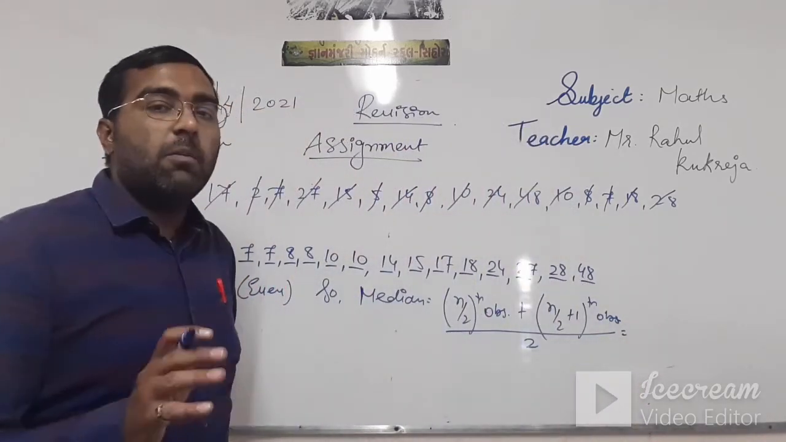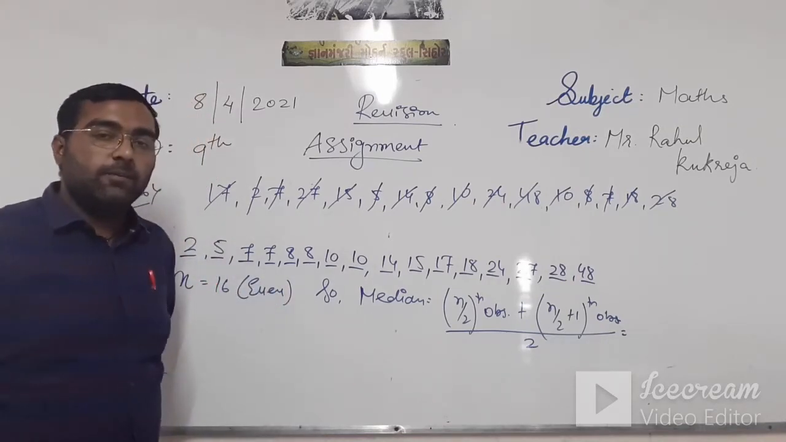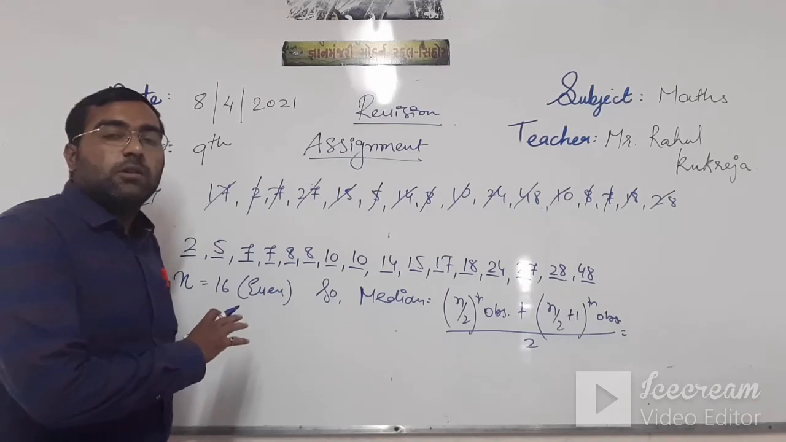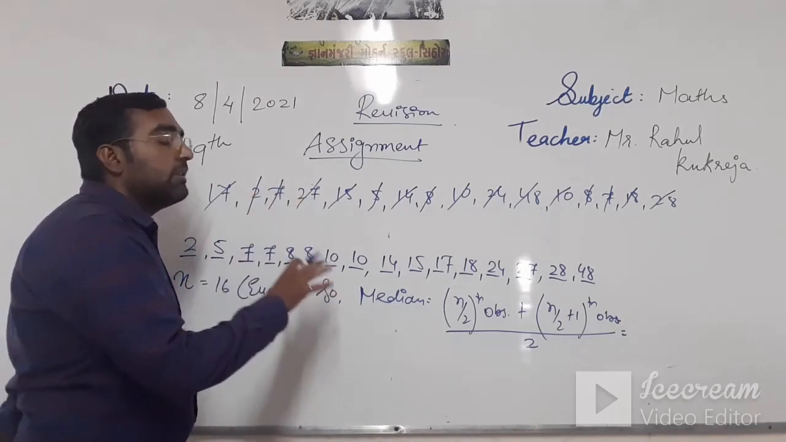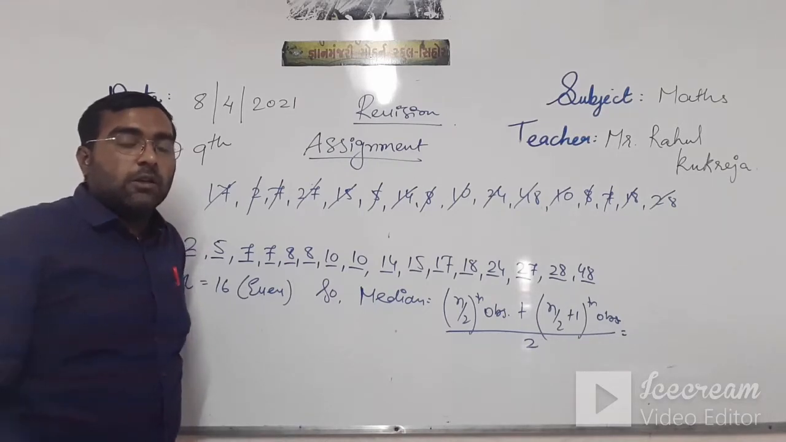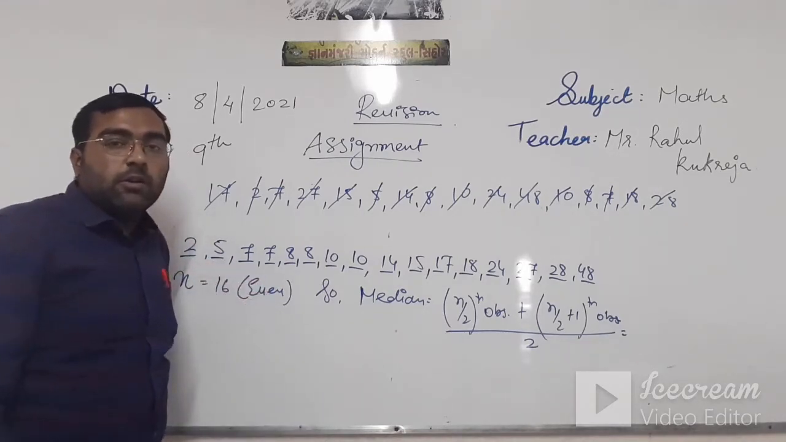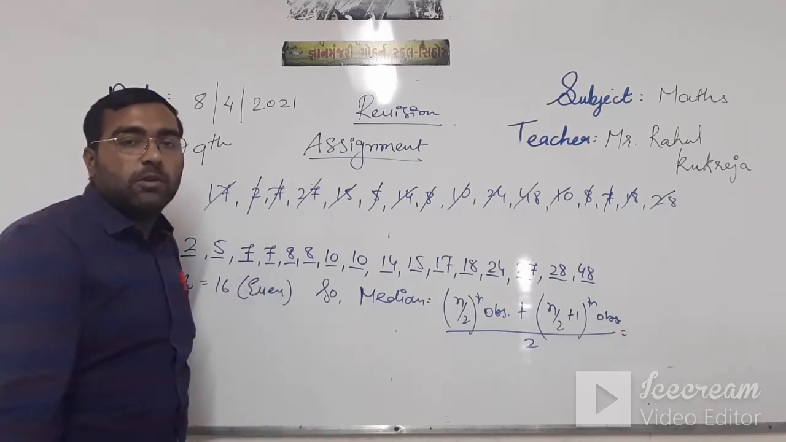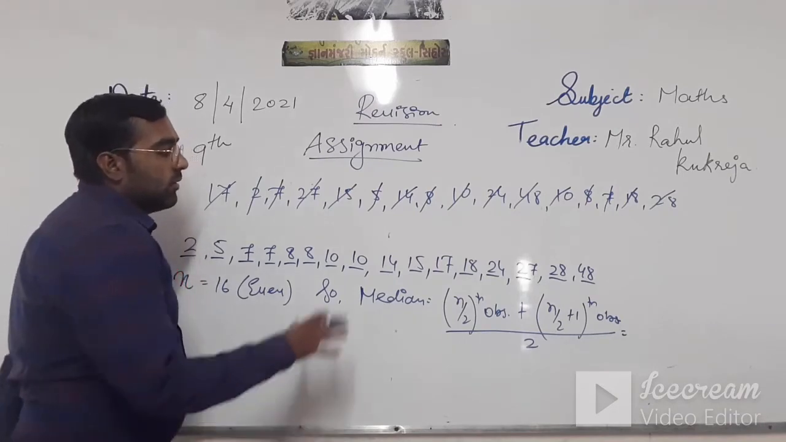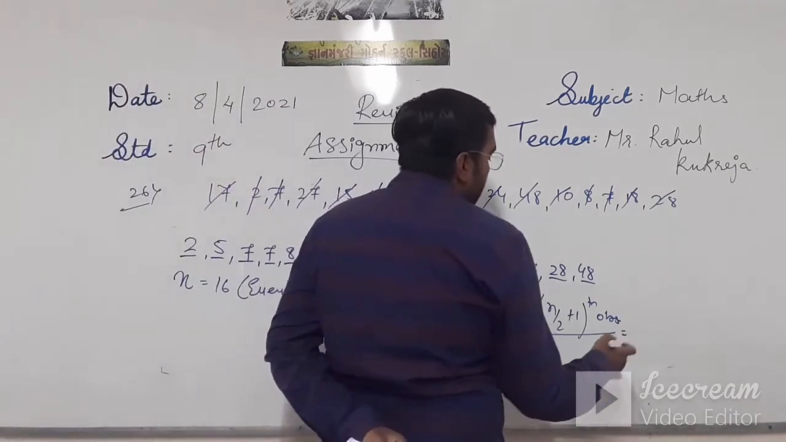If the number of observations is odd, then the formula of the median is different. So it is important to find how many observations are given, whether it is an even number of observations or an odd number of observations. Okay, so we are finding the median.